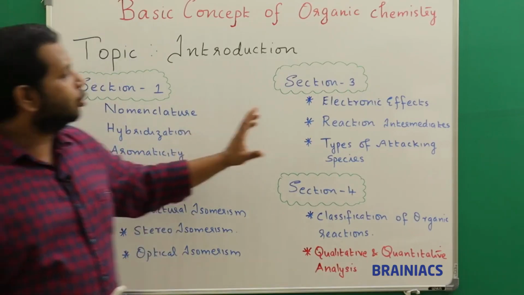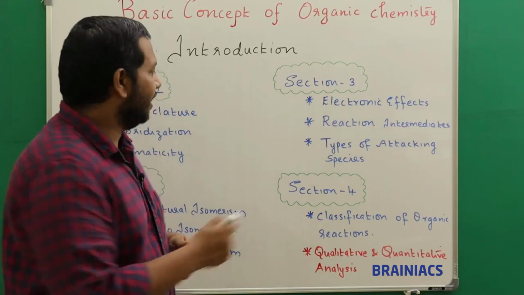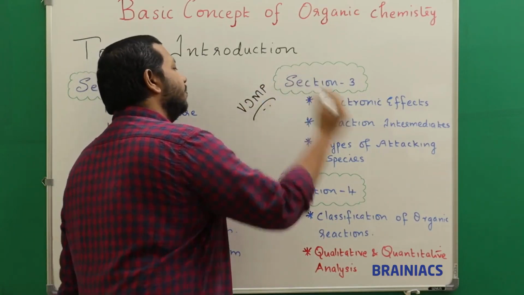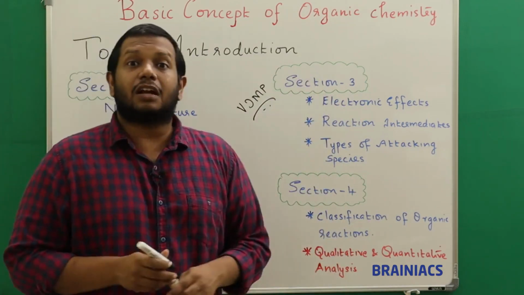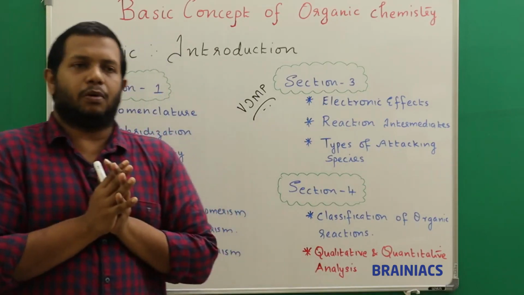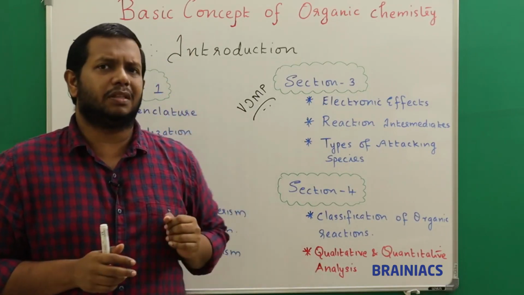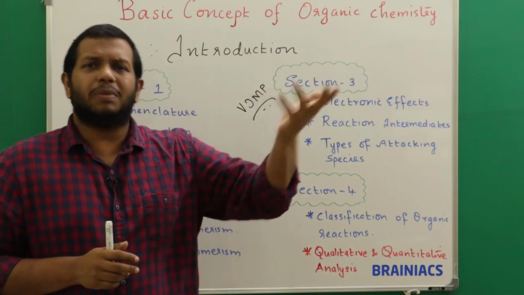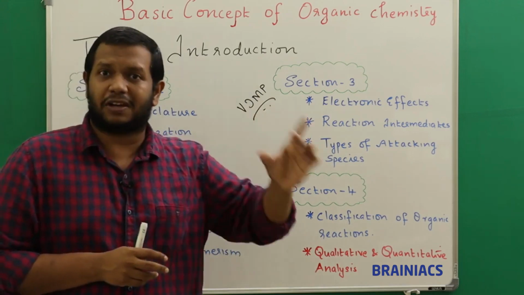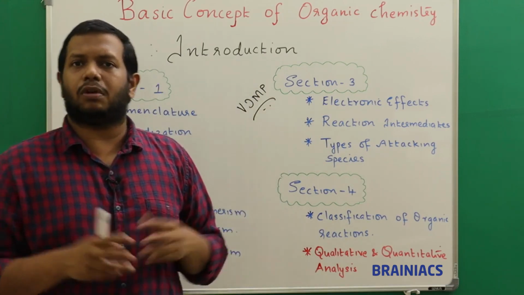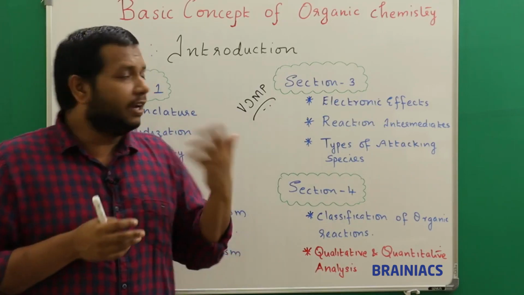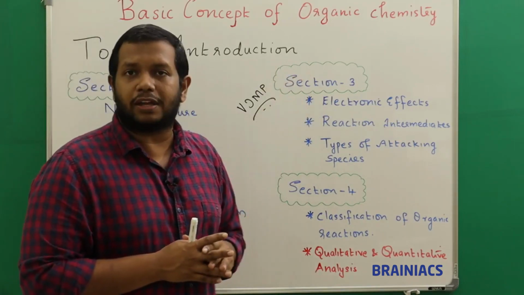Then we go to section 3, which is the key part, a very important part. This you should not miss. It explains the electronic effects. Electronic effects means whenever you are forming an organic compound, how the bond will break, or which bond may break, what the types of attacking reagents are, and what the different types of effects present in an organic compound are, like inductive effect, electromeric effect, and resonance effect. Many different types of effects, that is called electronic effects.